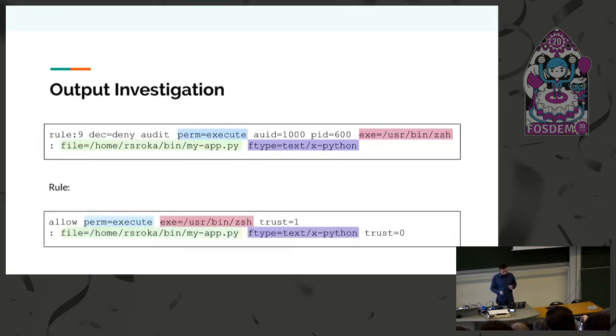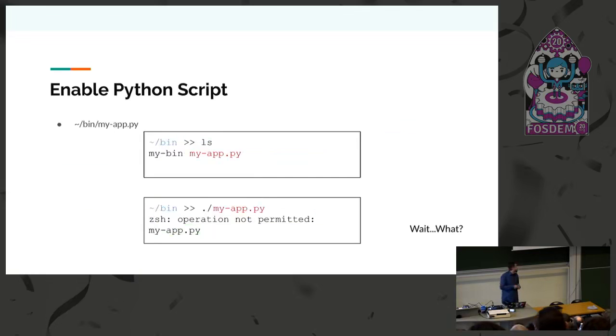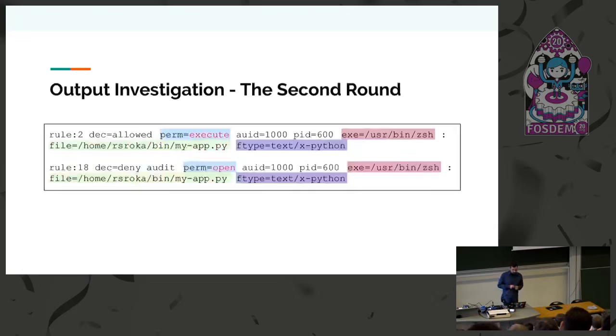So if we construct the rule, it is also a very similar rule as before. We can set trust 1 for the subject, and we should be able to run this Python application from ZSH as we were able to before. But we are not able to. So let's start the second round of investigation.